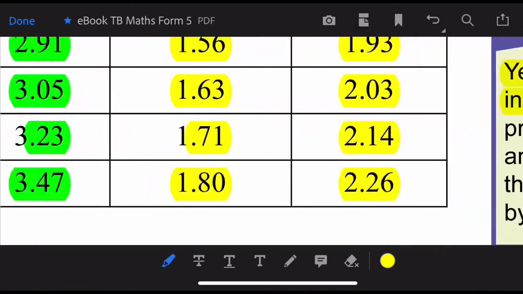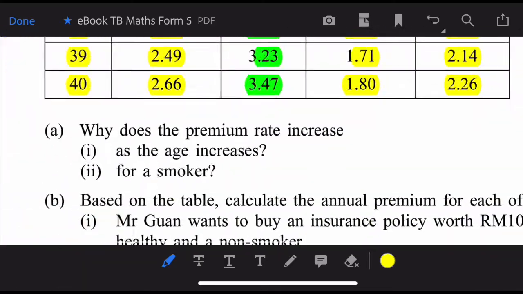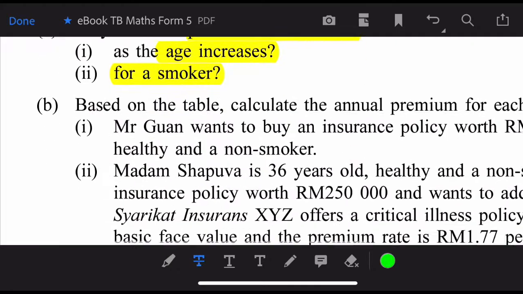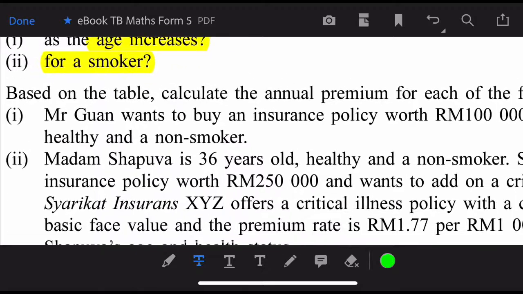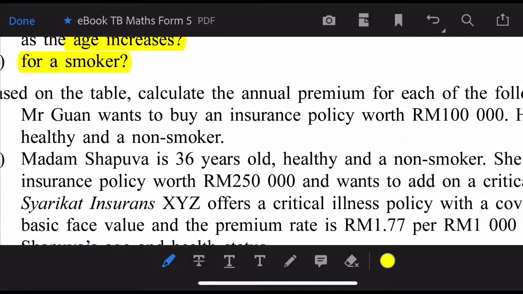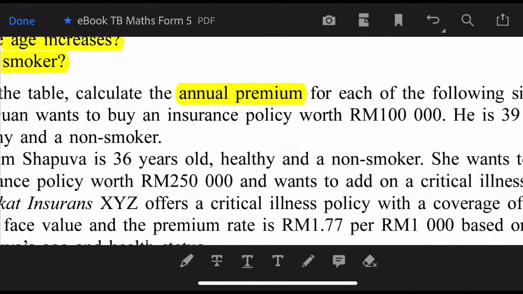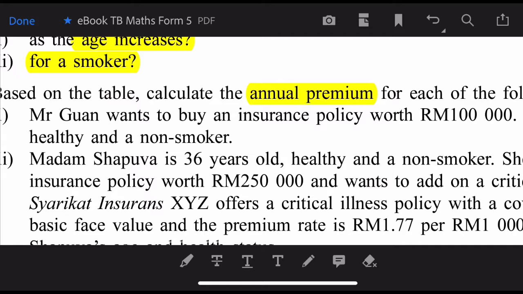All right, so why does the premium rate increase? Why? As age increases for smoker. Based on the table, calculate the annual premium. How to calculate the annual premium? We have to use the formula just now, for each of the following situations.